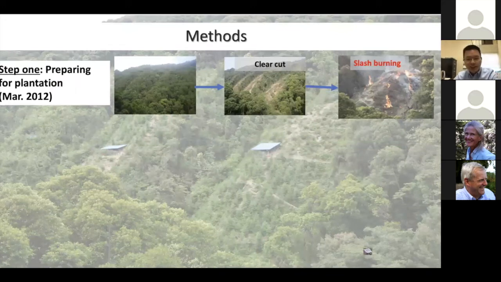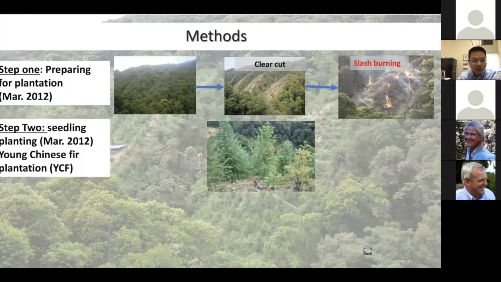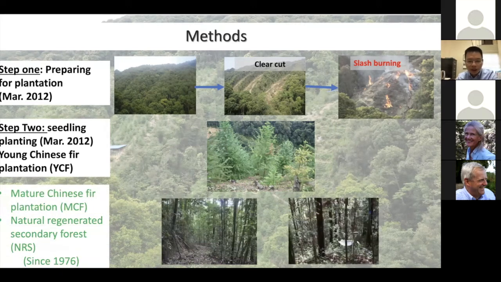So in this study, my group established these sites in 2012. In preparing for plantations, we harvested a natural secondary forest in Fujian province, using clear cut and slash burning. Then we planted the seedlings in 2012 after the slash burning. And in this study, I chose the mature Chinese fir plantation and the natural secondary forest as the control plots.